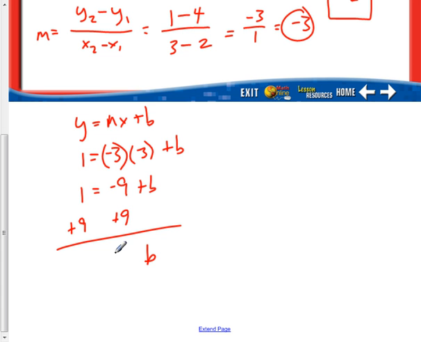So that way b is 10. And now we can rewrite the whole thing in slope-intercept form. So y equals negative 3x plus 10.